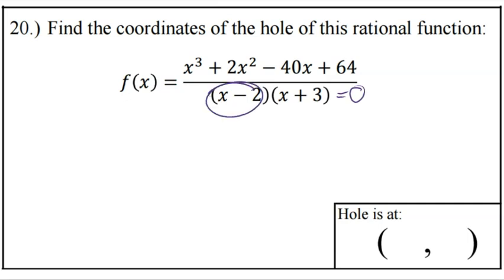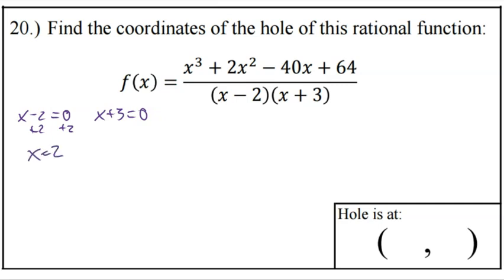We've got to set x minus 2 equal to 0 and x plus 3 equal to 0, okay? So x minus 2 equals 0, x plus 3 equals 0. Plus 2, and we get x is equal to 2. Minus 3, and we get x is equal to negative 3. So the zeros of the denominator are 2 and negative 3.